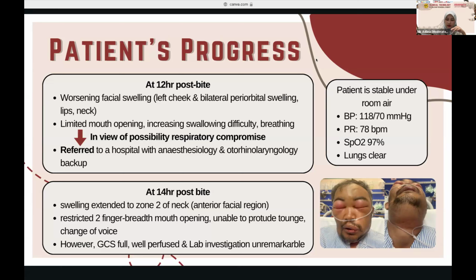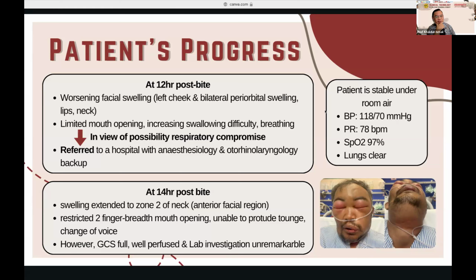So after being referred at 14 hours post-bite, the swelling was noted to have already extended to zone 2 of the neck. And then there was restricted 2-finger mouth opening, unable to protrude the tongue, and there was a change of voice. A difficult airway was noted. However, the patient is still conscious. The GCS score was still full, and the patient was well perfused. And the serial blood tests were still unremarkable.